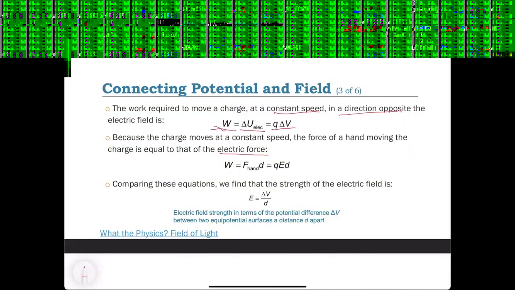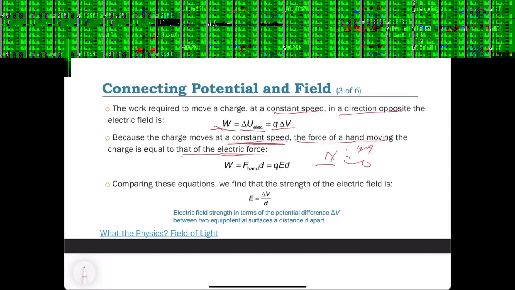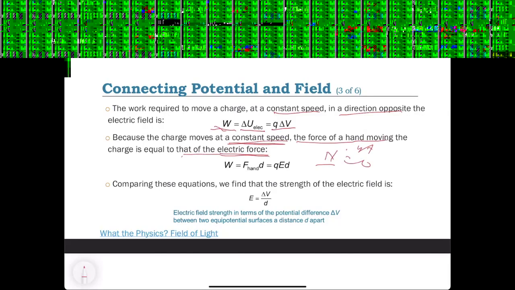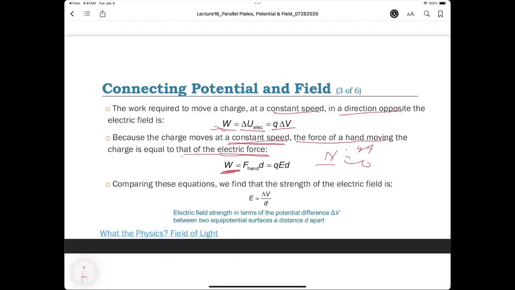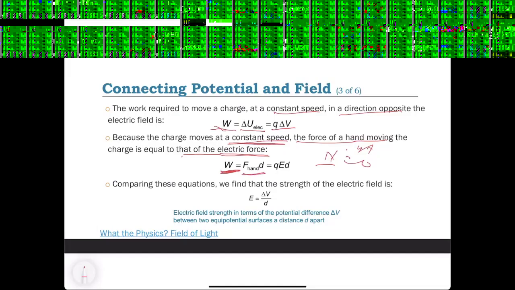Because there is a constant speed, the net force at every point is zero, which means the force of the hand moving the charge is equal to the electric force. This is the work done by the hand: this is the force by the hand, this is the distance, and this is the electric force times the distance. Does that make sense to you?